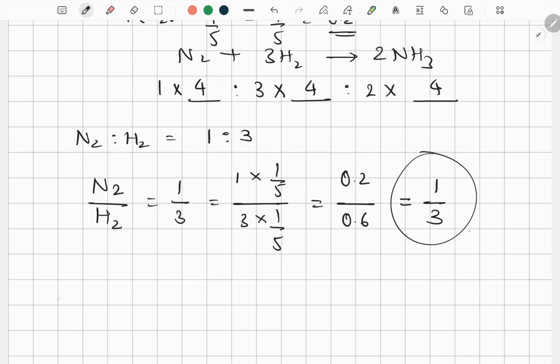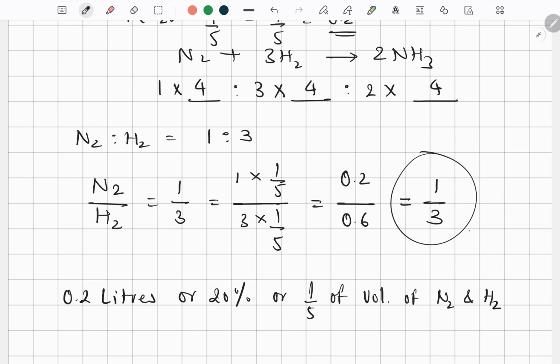Okay, so the final answer would be 0.2 liter of ammonia, or 20%, or one fifth of the volume of N2 and H2. It should have been mentioned on the proportional basis only.